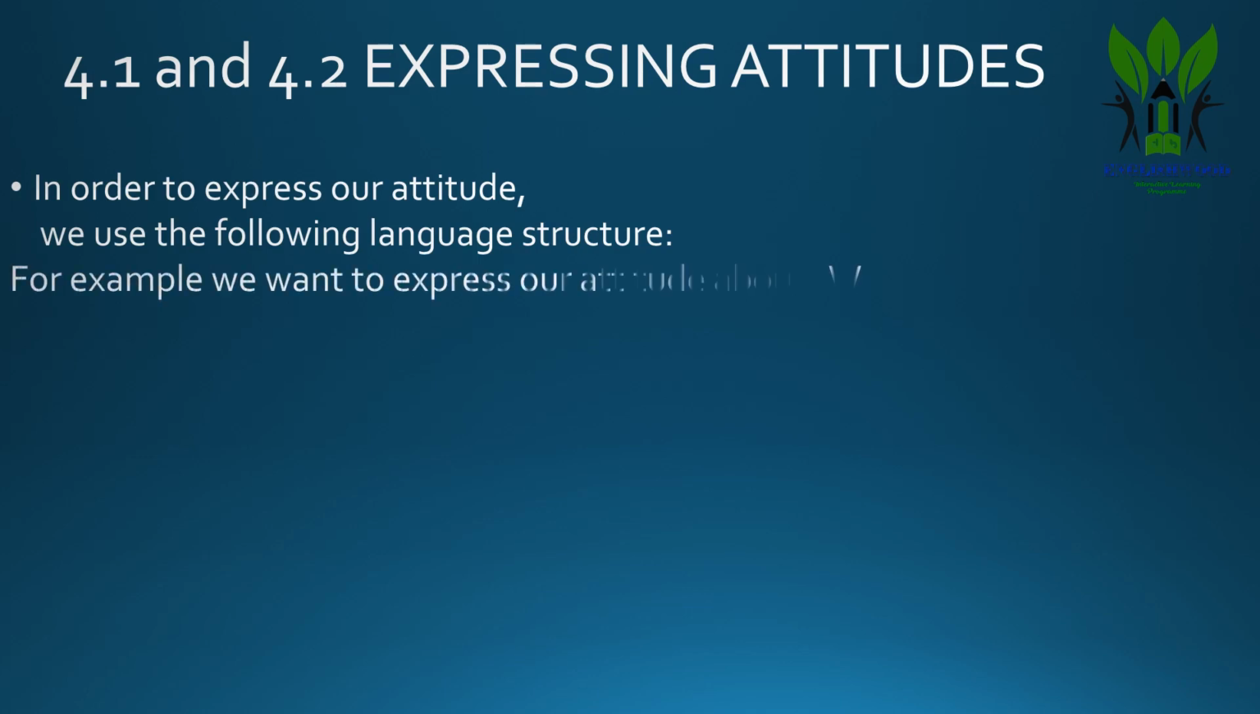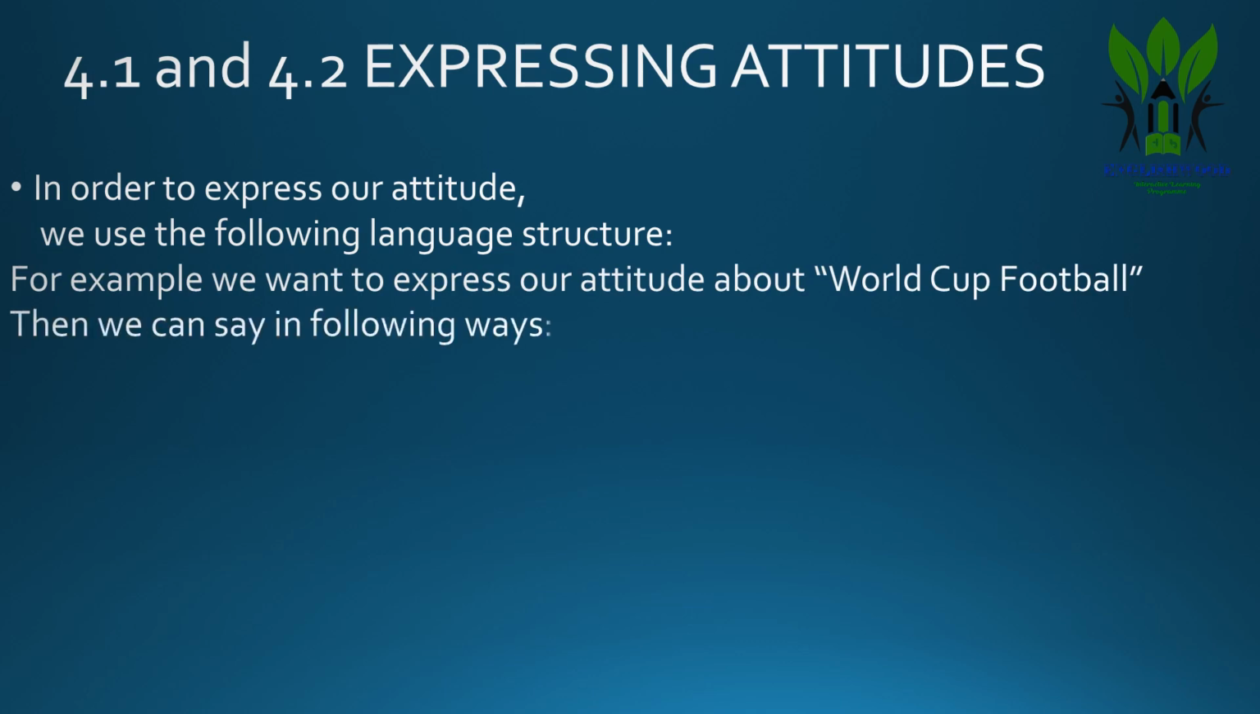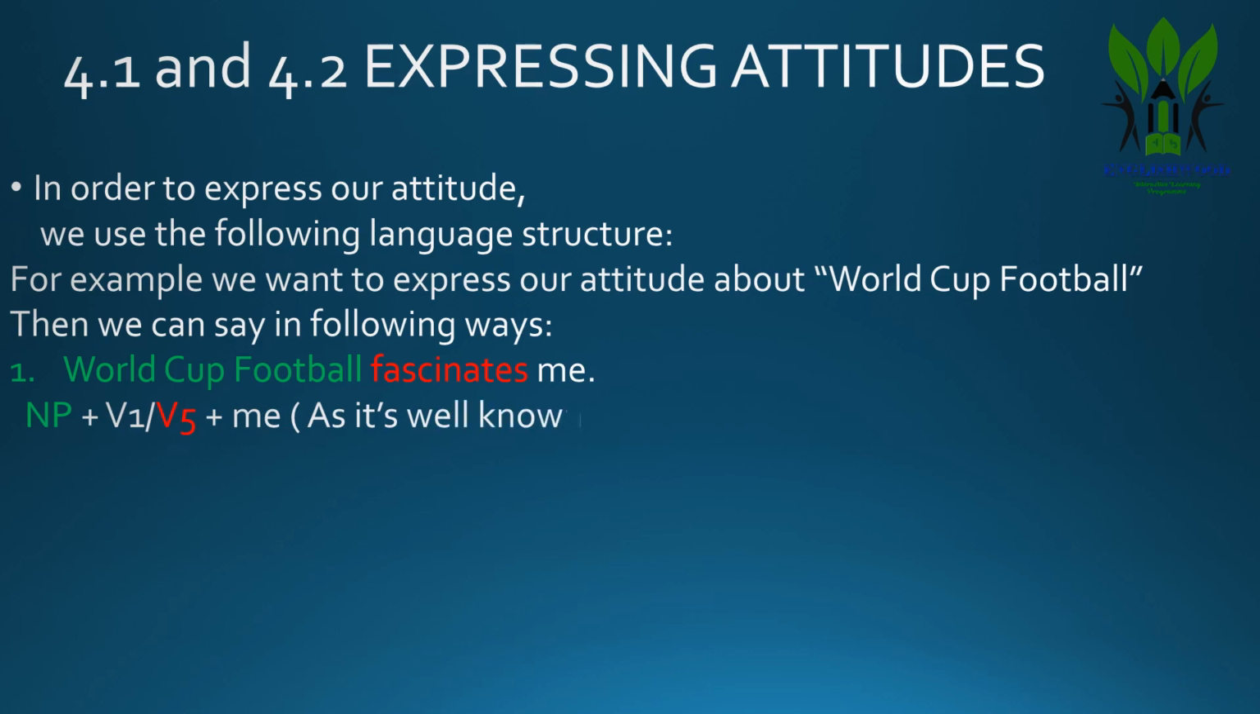For example, we want to express our attitudes about football, World Cup football. Then we can say it in the following ways. Number 1, World Cup football fascinates me. This structure is noun phrase, World Cup football, plus fascinates, verb 1 or verb 5, plus me. This is the first structure we can use to express our attitudes towards something. NP means noun phrase, words with a noun.